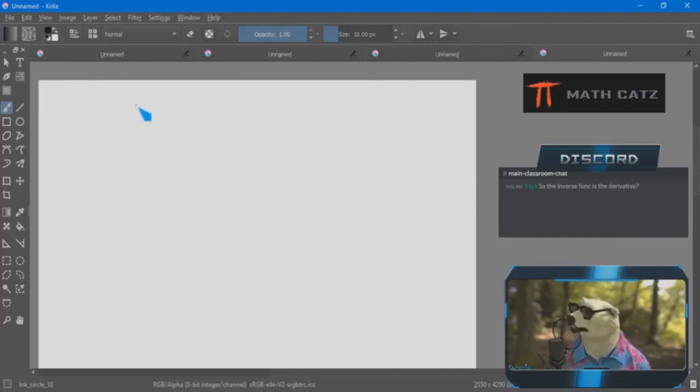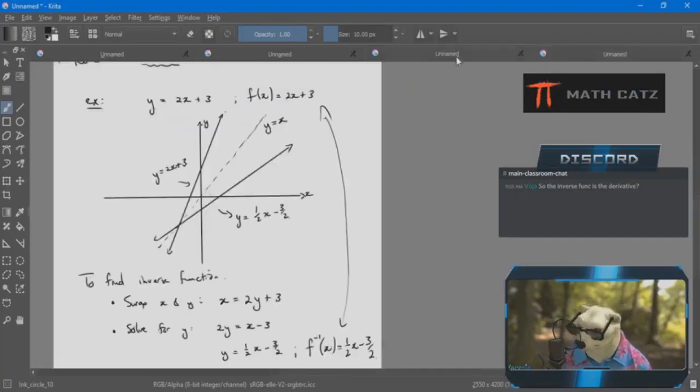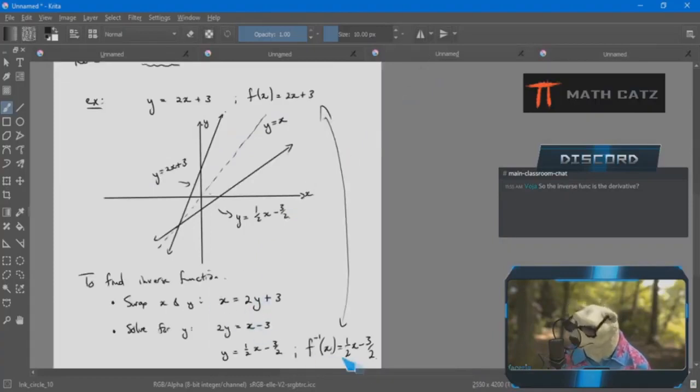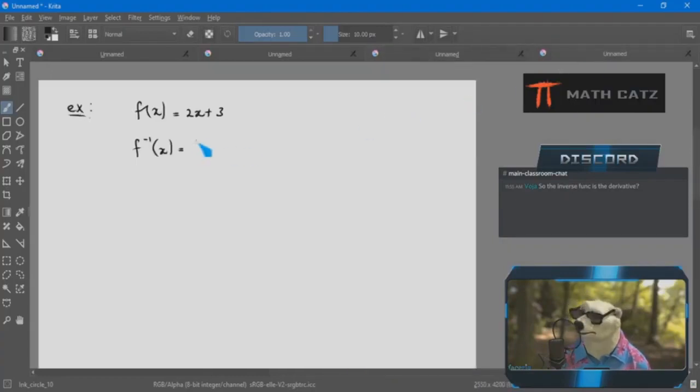The inverse function has got nothing to do with the derivative. It's another function linked to a given function. If my given function is, what was it? I can't remember. 2x plus 3. Let's take a simple guy, right? There's a function. Then it has a friend called the inverse function, and we found it. That's our way to find it. 1/2 x minus 3 over 2. It just has a friend. It's not the derivative, just a friend. Everyone needs a friend.